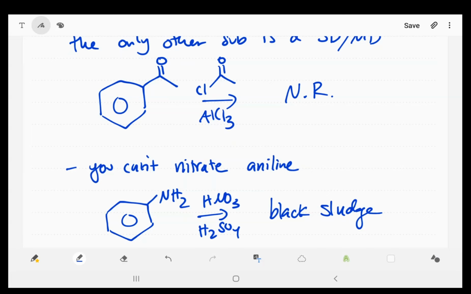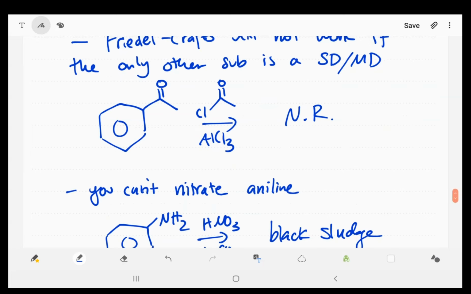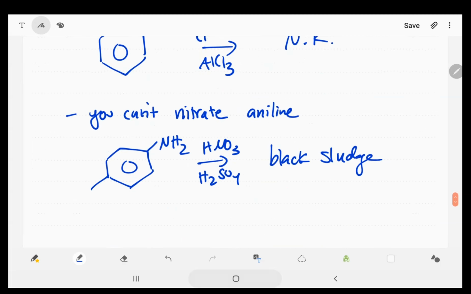So these are kind of special things. You can't Friedel-Crafts unless you have a weak deactivator or better. You can't nitrate aniline, or anything in the presence of aniline, even if there's, say, a methyl group, a couple of methyl groups or whatever. It's just not going to work. So any sort of aniline, you can't do a nitro reaction in the presence of aniline. All right, so those are all of our rules.